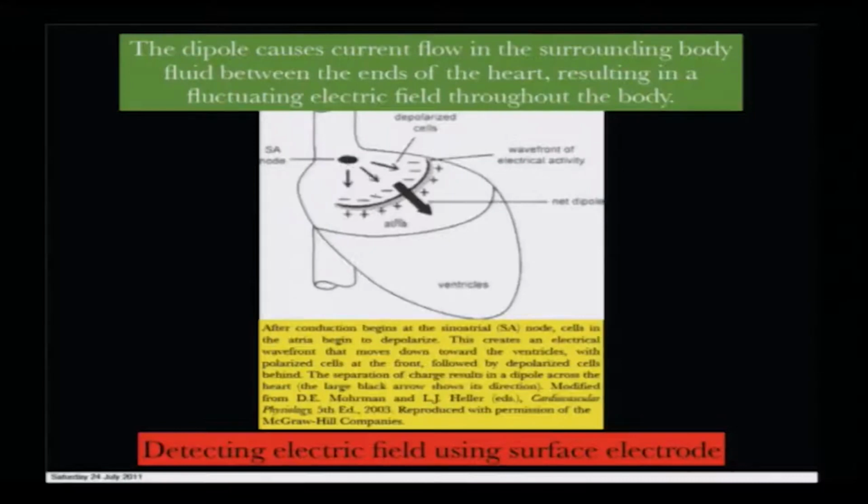So this is a wave of dipole. If you see, the dipole causes the current flow in the surrounding body fluid between the ends of the heart, resulting in a fluctuating electrical field throughout the body. And I have given you a reference, people can go through it.